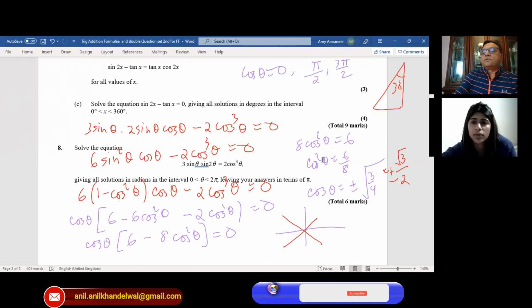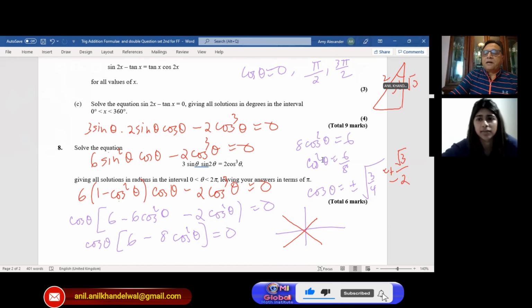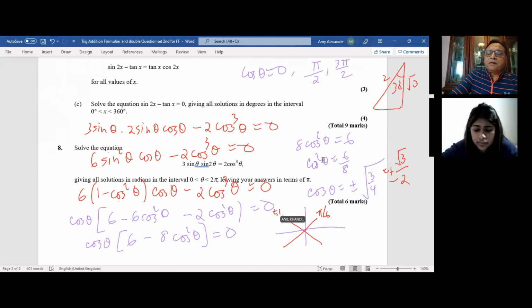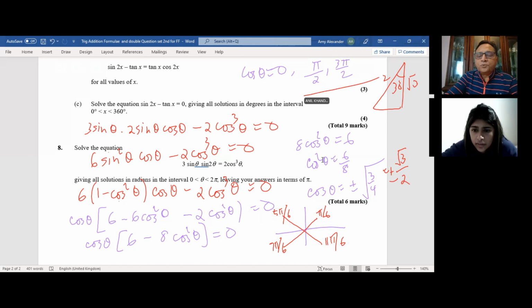I think we're doing this in pi, but yeah, I get what you're saying. Pi by 6. Yeah. Right? So you get pi by 6, and this will be 5 pi by 6, right? 7 pi by 6. And that'll be 11 pi by 6. Is that okay? Yeah. So you got these 4 and those 2 as your answers for this particular question, correct?